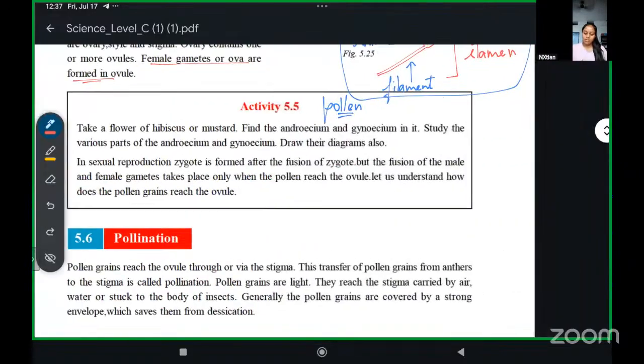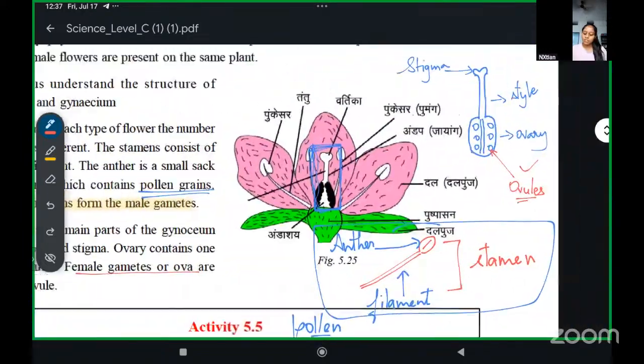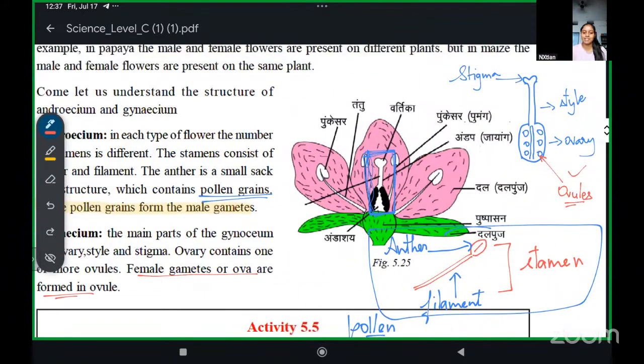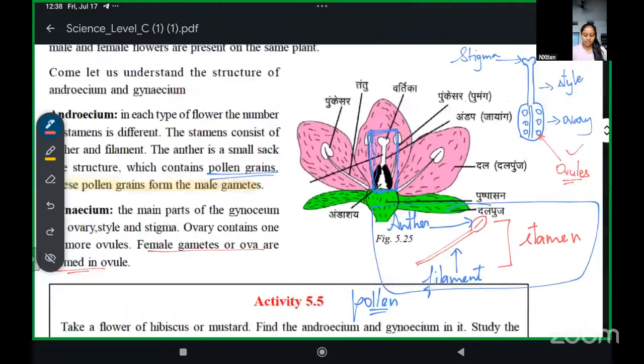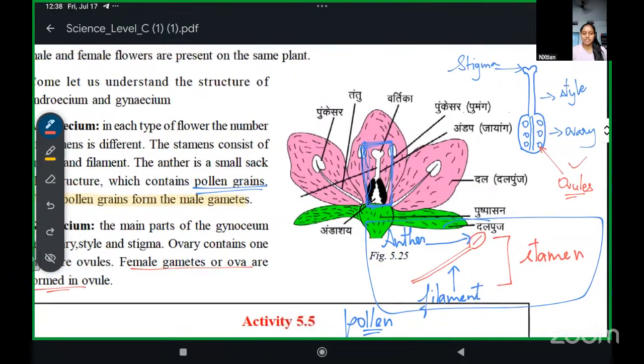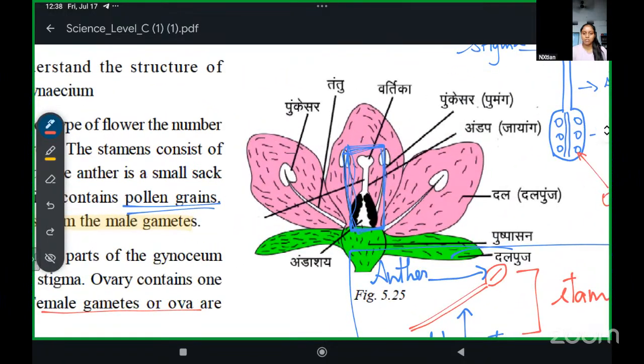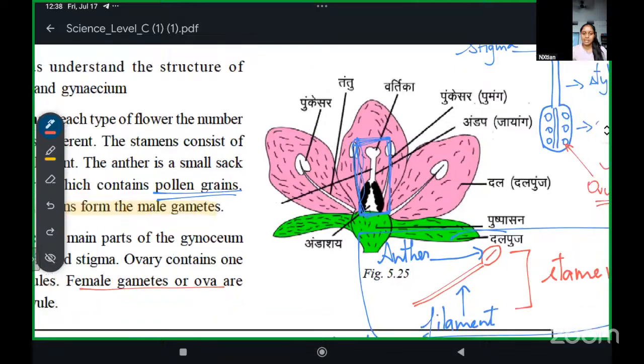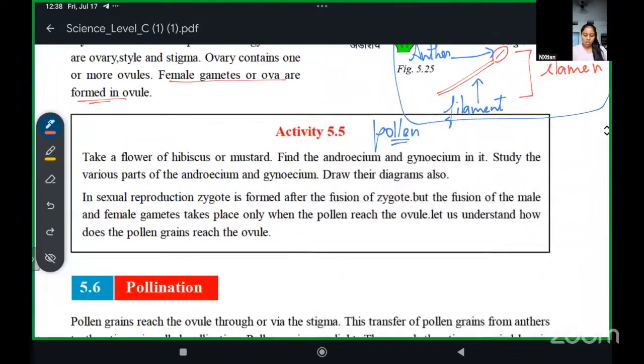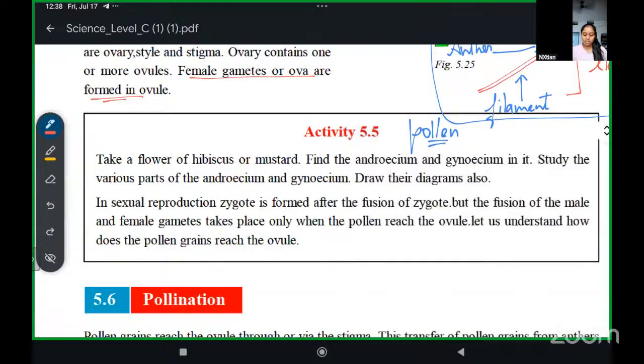Now, have you understood in a flower which part is the anther, which part is the stamen, which part is gynoecium, which part is androecium? Understood? Okay. Take a flower of hibiscus and mustard.